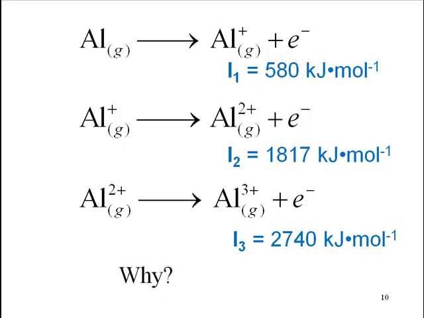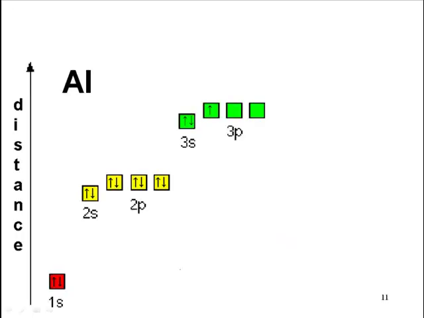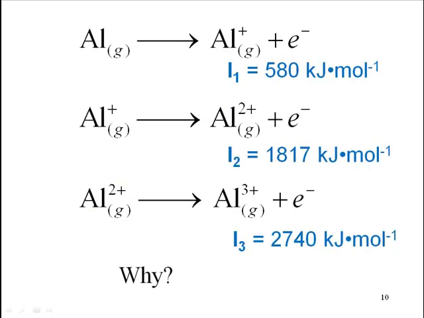Why is there such a change in the amount of energy? This one only requires 580 to remove an electron. You're still removing the same electron. Why does it require so much more energy to remove just 1 electron? I mean, all you're doing is taking 1. It's like stealing candy from a baby, right? No big deal, right? Why is it this way? Please tell the person next to you why you think it's this way. Ready, set, go.